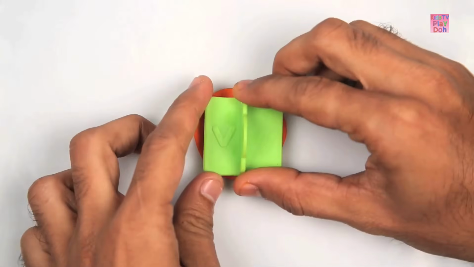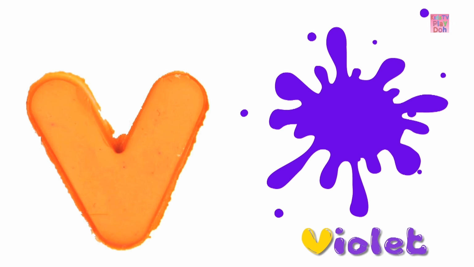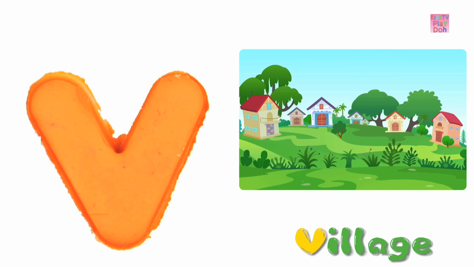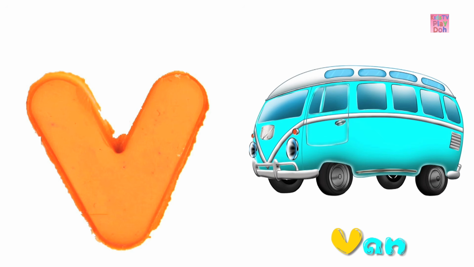Here comes the letter V. V. V is for violet, violet. V is for voice, voice. V is for village, village. V is for van, van.